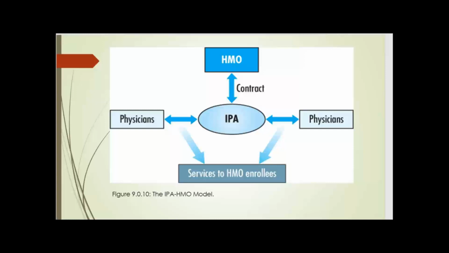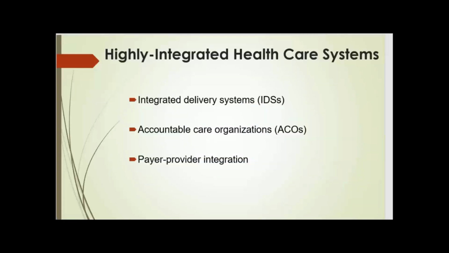Next, I'm going to cover highly integrated healthcare systems. So let me just find the slide. When we're talking about highly integrated healthcare systems, these generally include a hospital, a physician component, and at least one system-wide contract with a payer, such as Medicare or an MCO. Now, an integrated delivery system. We have three that we're going to be covering: integrated delivery system, IDS, accountable care organization, and payer-provider integration.